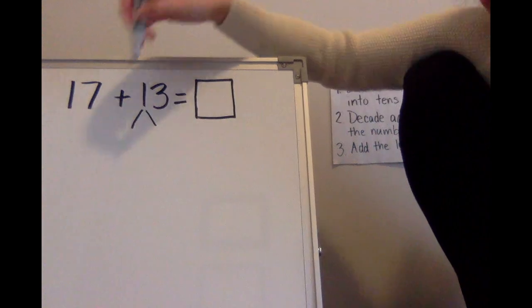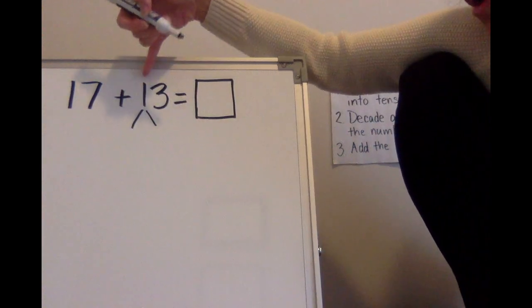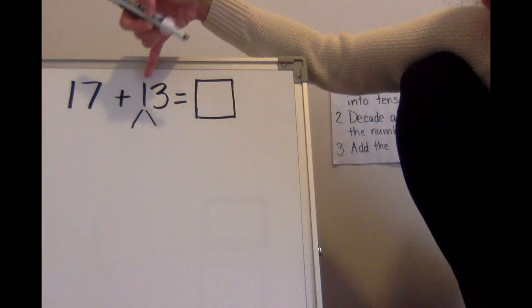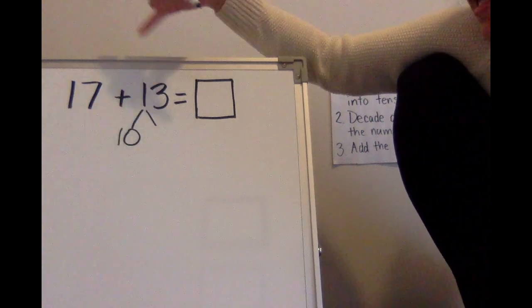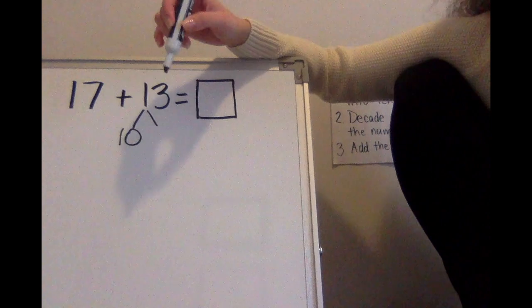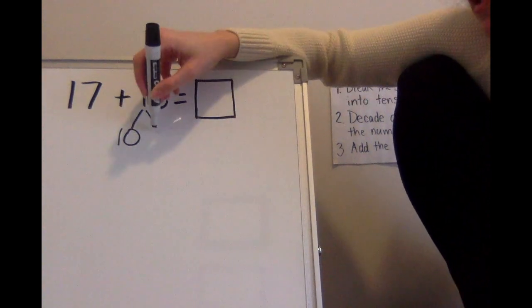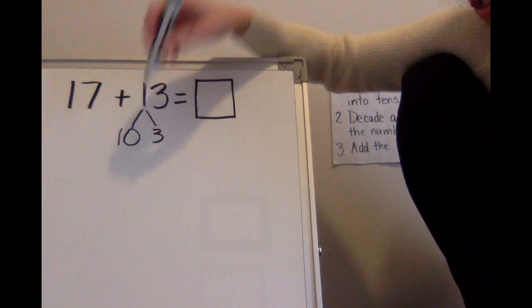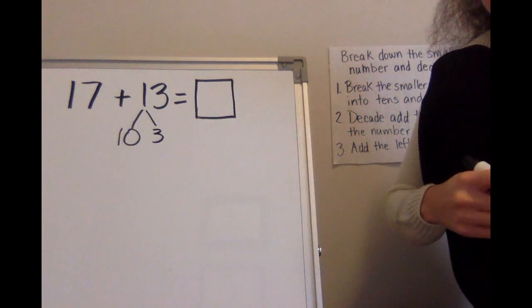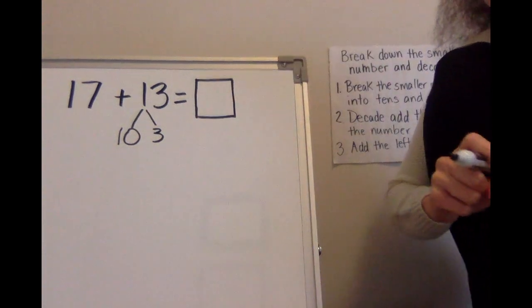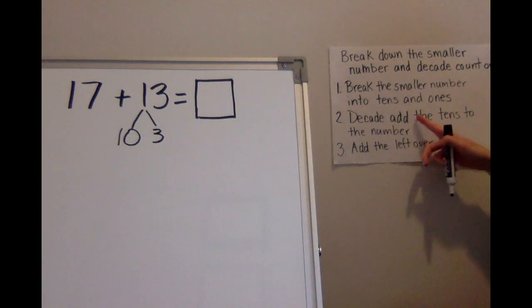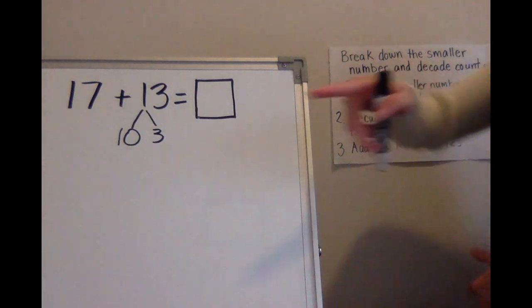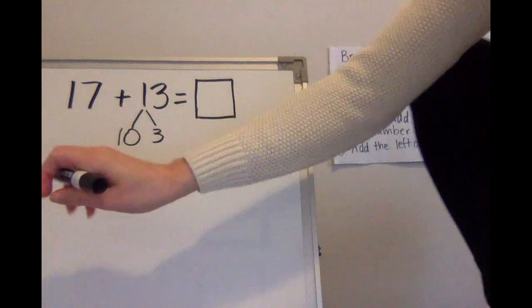When I break down the number 13, I know there's a 1 in the tens place, 1 ten is the number 10, and I know that there's a 3 in the ones place, and I know 3 ones is the number 3. So I break down 13 into 10 and 3. Great. Now it says decade add the tens to the number. Okay, so now my number is 17.